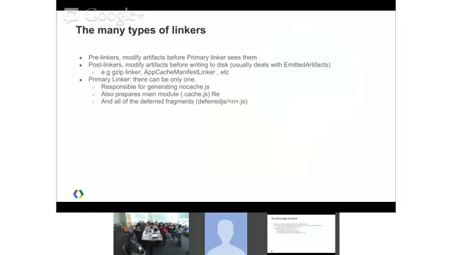I don't recall any pre-linkers that people have written. But one use of pre-linkers would be to emit something, which would then be an additional input to the primary linker, so the primary linker would see it.